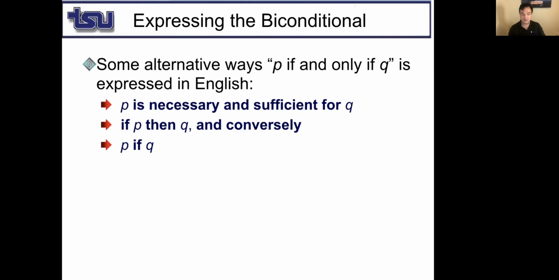Okay, you can say "if and only if," or P is a necessary and sufficient condition for Q, or vice versa: Q is necessary and sufficient for P. Or, if P then Q, and conversely, if Q then P. These are different ways of representing the biconditional. So now I'm going to talk about how we can create truth tables.